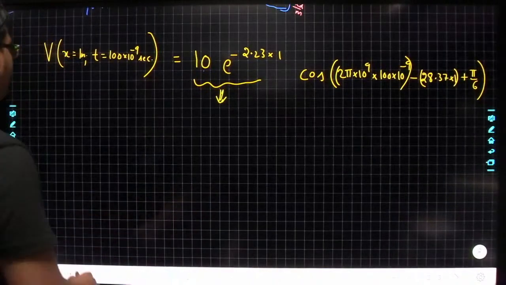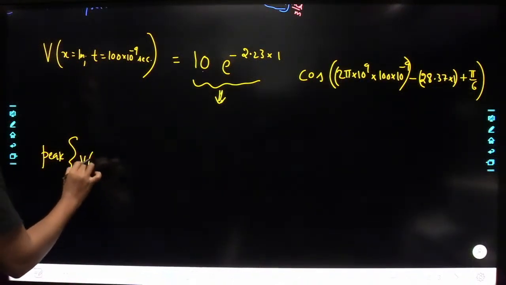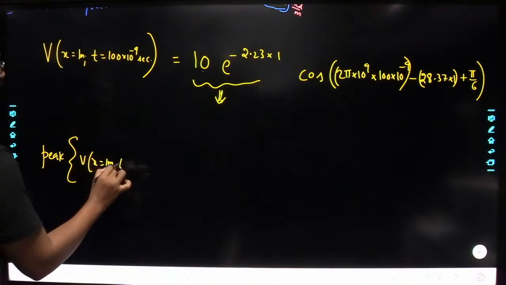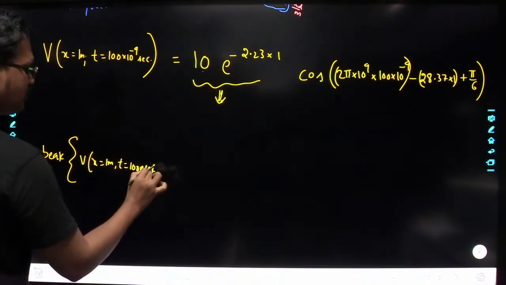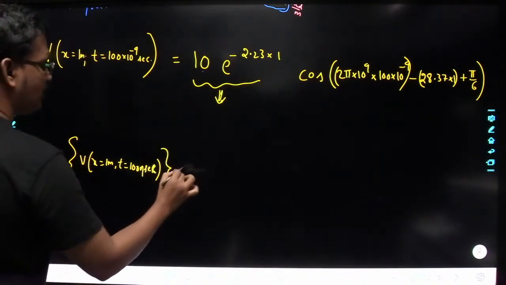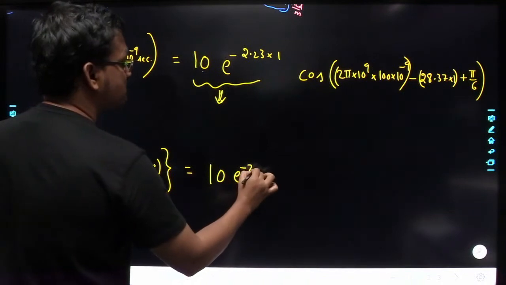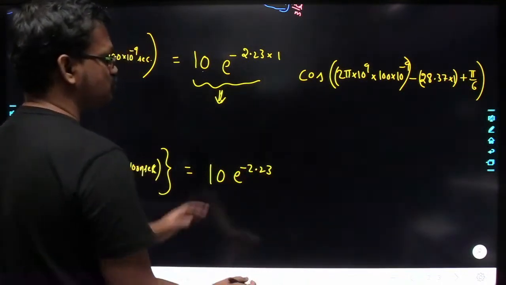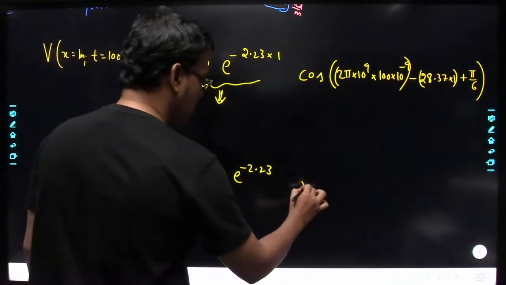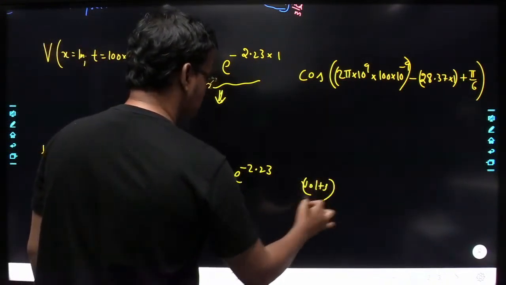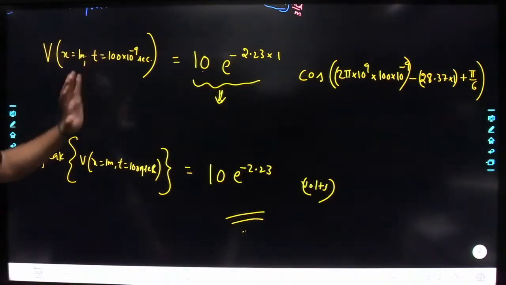So the peak value of v at x equal to 1 meter, t equal to 100 nanoseconds. 100 nanoseconds is equivalent to 10 into e power minus 2.23, e power minus 2.23 into 1. That means 2.23 volts. So this is the peak value, the peak value of the voltage at this instant.